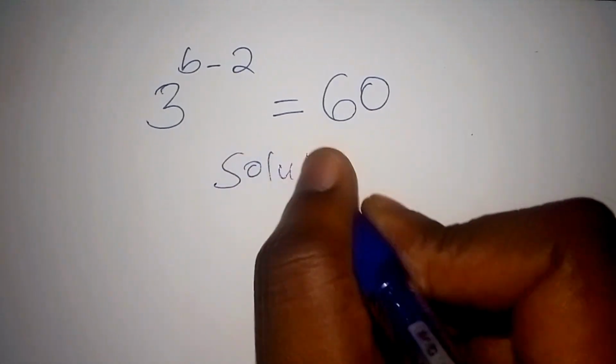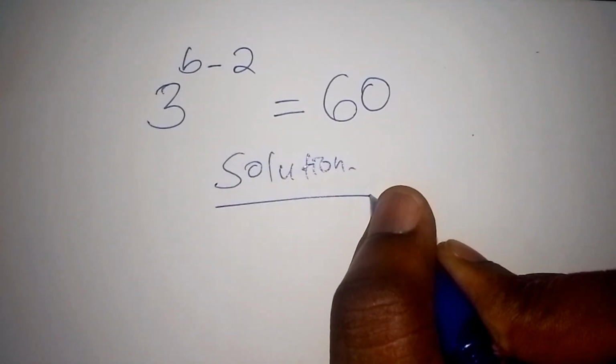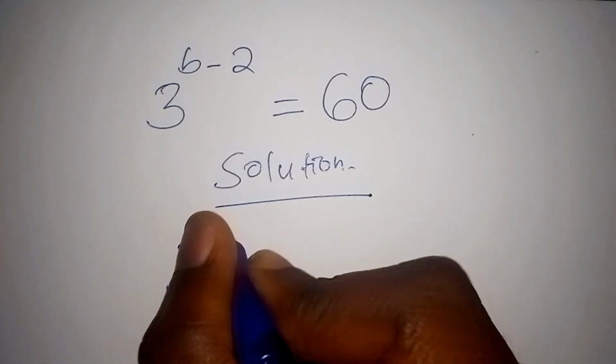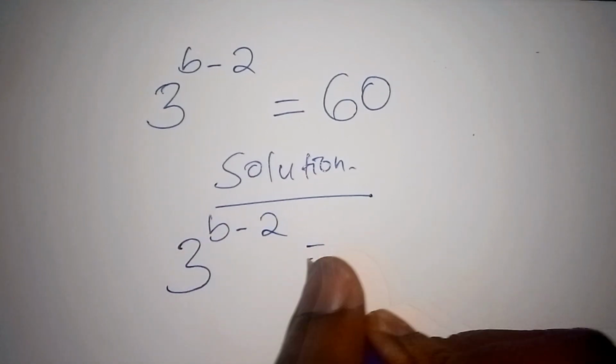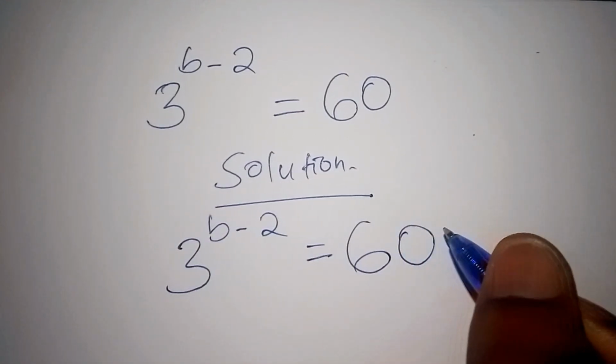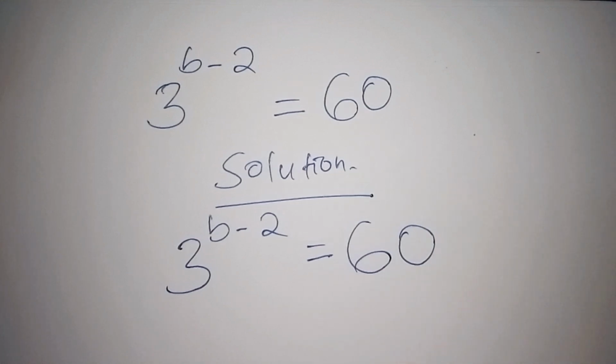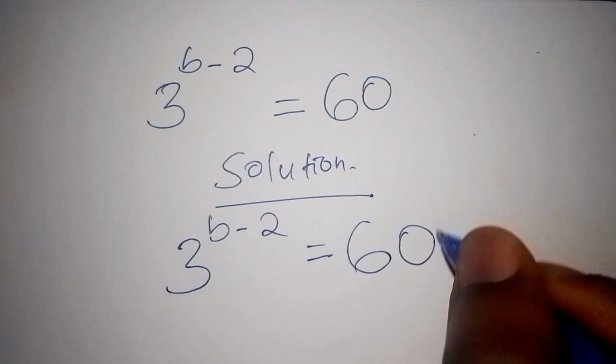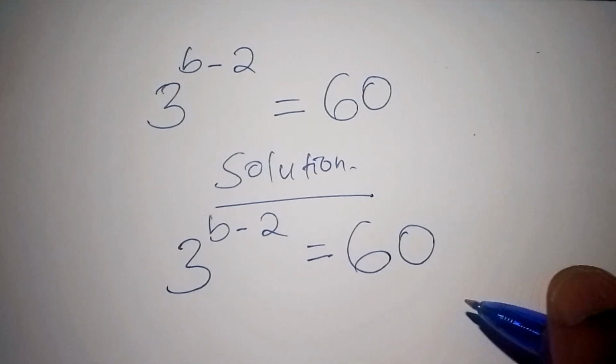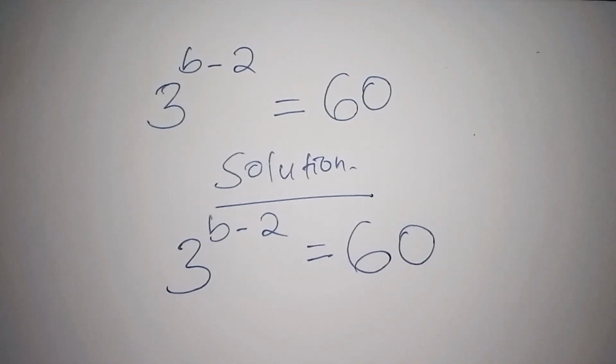On our solution, this is the problem that you want to work out: 3 to the power of b minus 2 is equal to 60. I hope you've seen this maths problem. You can pause the video and work it out so that we can share our answers at the end of this video. I hope you're now done. Let's work it out together and confirm the answers that you've got.